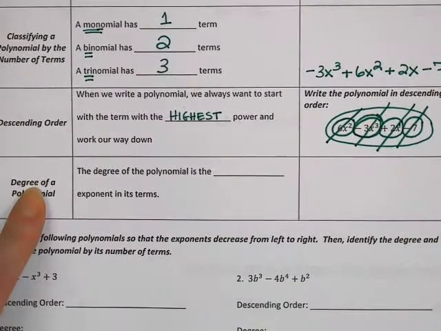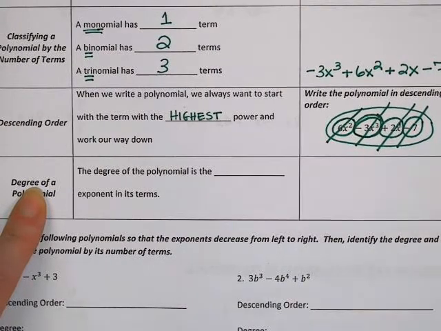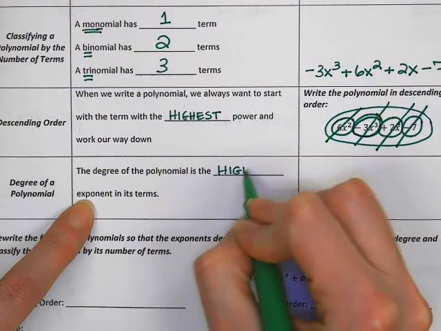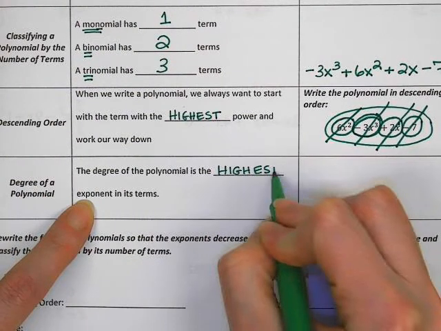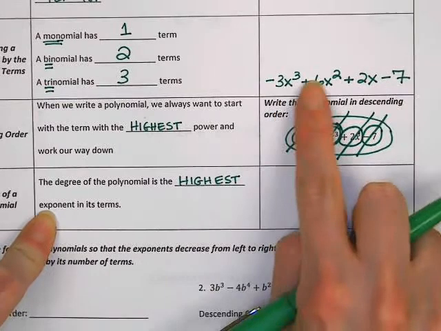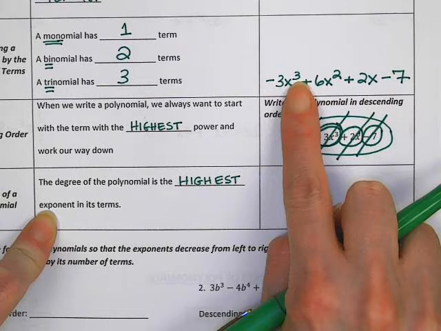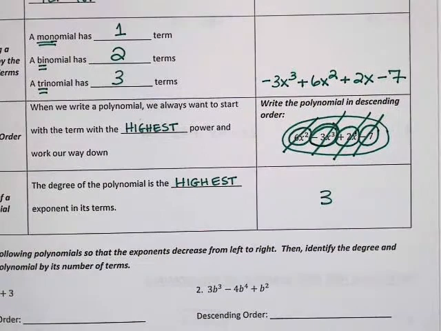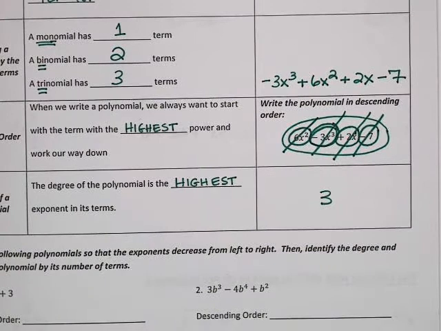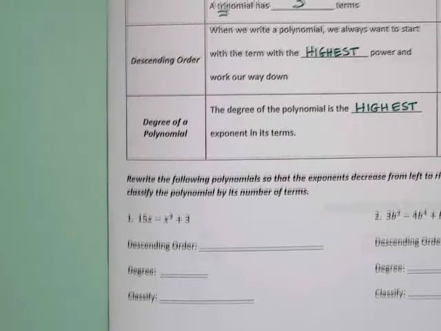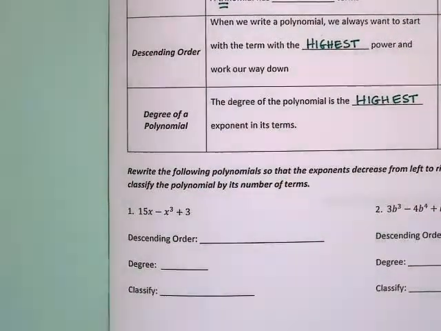And then the degree of a polynomial is the highest exponent of all the terms. So if you look at all the exponents, it's just the biggest one. So the biggest exponent is a 3. So the degree of that polynomial would be 3. All right, let's just do a couple examples. And actually, that's it for the lesson part today.